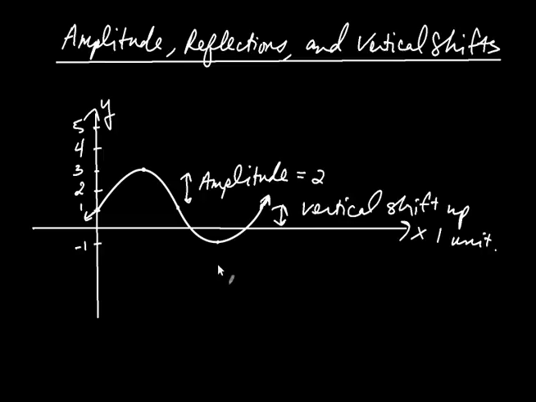Okay, now it turns out trig functions can also have what are called reflections. Now the reflections that we're going to be dealing with are going to be reflections across the x-axis. And it's important to realize that reflections and vertical shifts can interact, and the order of these matters. And so let's see some examples to see how these relate to each other.